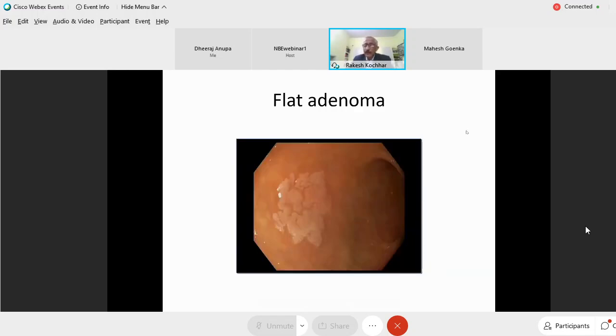Then, as I showed you one lesion in the esophagus, which was superficial carcinoma, flat lesions, there may be flat adenomas in the stomach or anywhere in the GI tract. So verrucous-like flat lesion, which has to be biopsied. So this was a case of adenoma, which was flat. Adenomas may be polypoidal or flat.